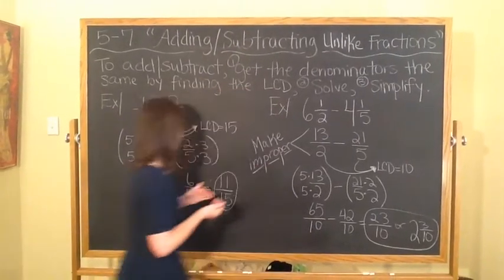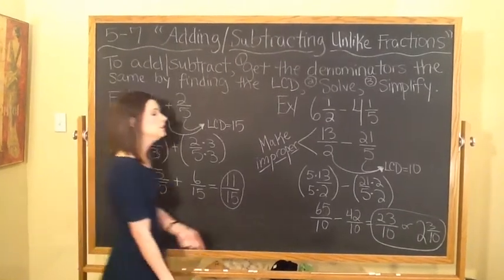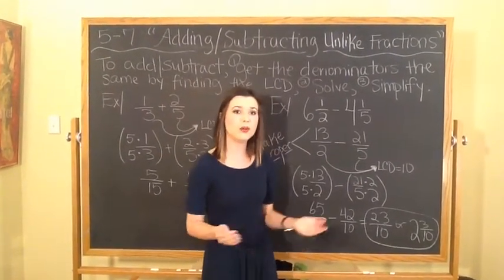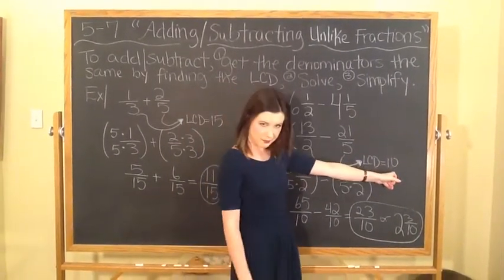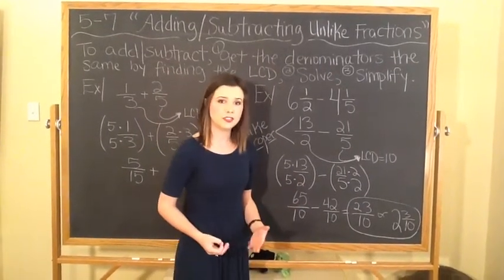And just like over here, where both these numbers were prime, we multiplied them together, we're going to have to do the same thing here. Since 2 and 5 are prime, we can't break them down anymore. You multiply them together, you'll get your new least common denominator, which is 10. So now, let's go ahead and change our fractions to make sure our denominators are the same.